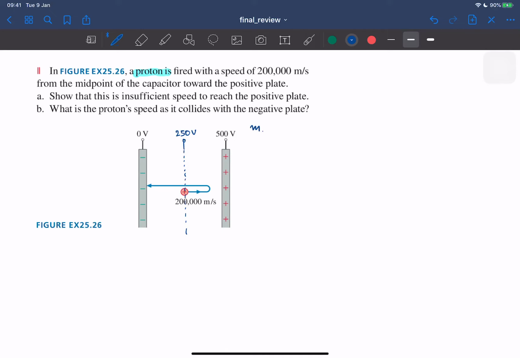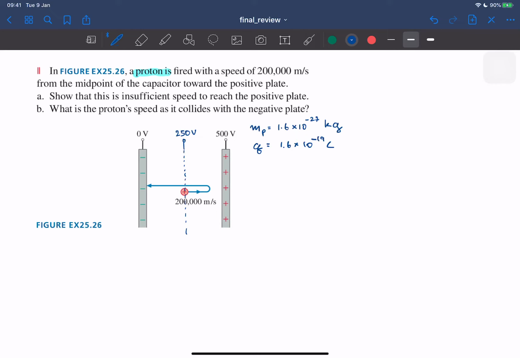So it's a proton, so we know the mass of the proton. We're gonna be needing it, about 1.6 times 10 to the minus 27 kilogram, and the charge is positive charge, right? So let me write Q is about also 1.6 times 10 to the minus 19 coulomb.